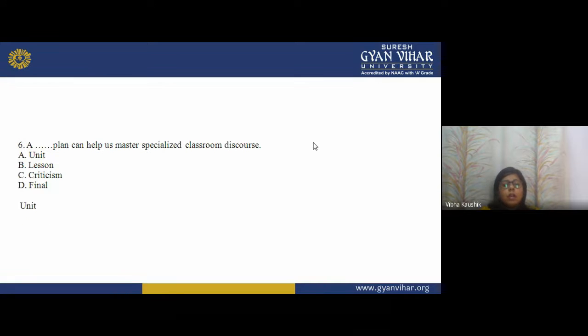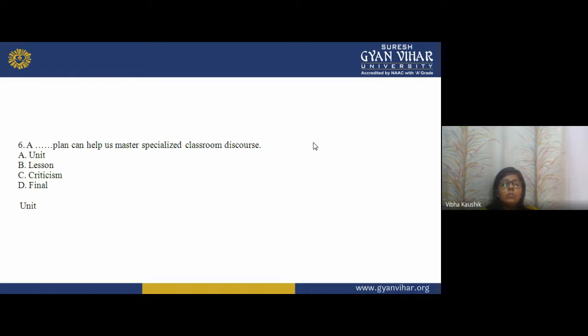The sixth one: a dash plan can help us master specialized classroom discourse. Now, which type of plan should be made by the teacher so that it helps? That plan will help us master specialized classroom discourse.